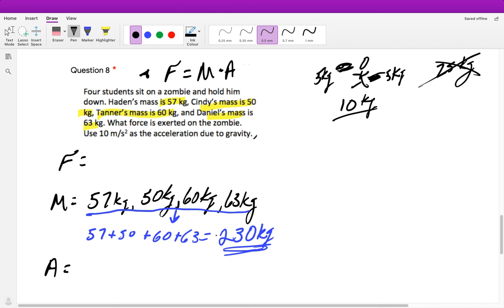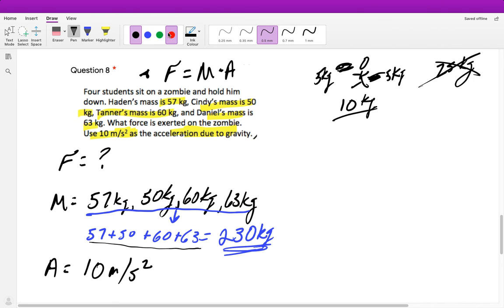So that's why we would have to add all these together to figure out what the total mass is that is sitting on top of this zombie. And then it says, what force is exerted on a zombie? And it says use 10 meters per second squared as the acceleration due to gravity, because that would be gravity pulling them down. So it'll be 10 meters per second squared.